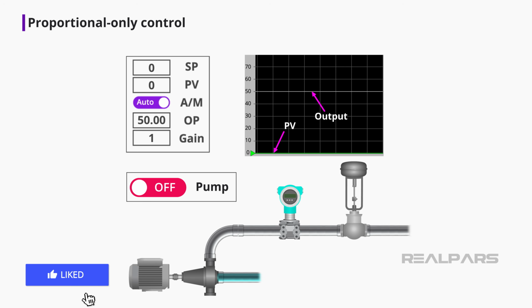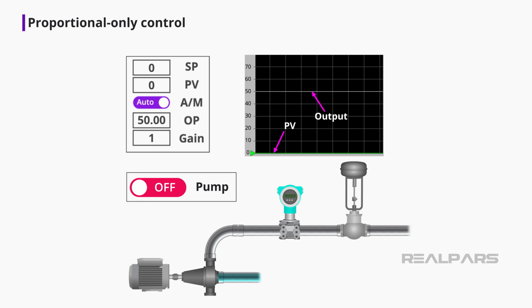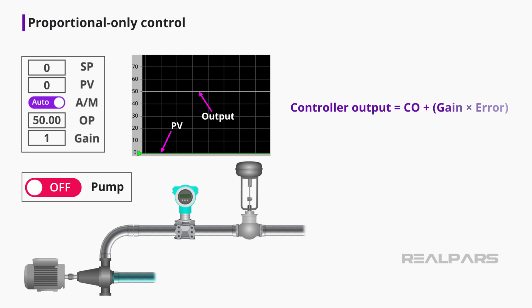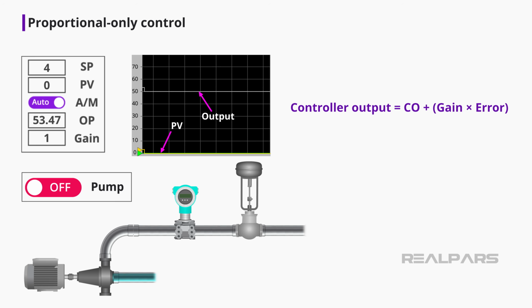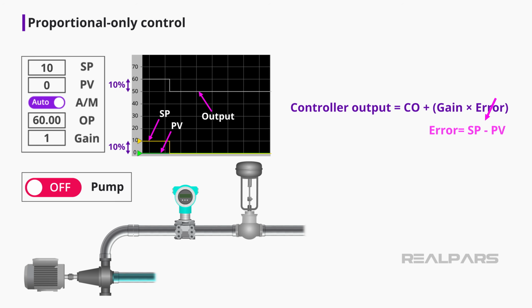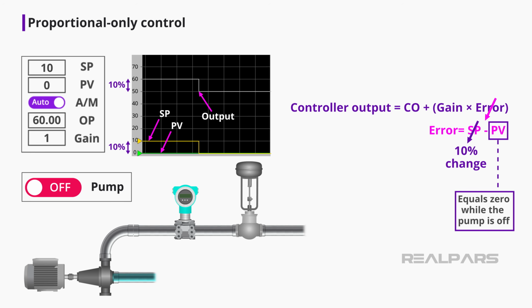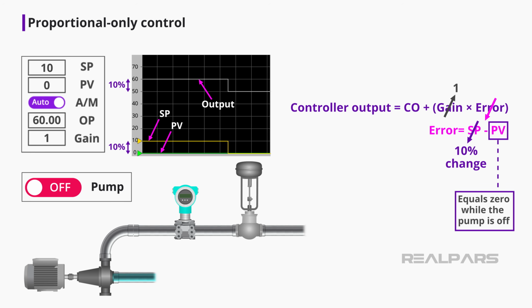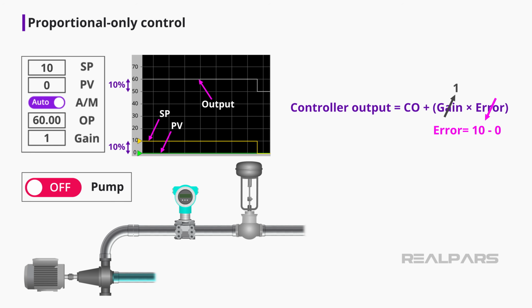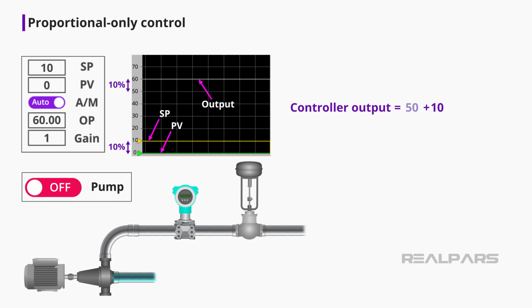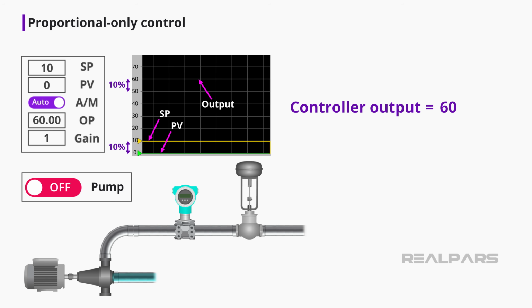Earlier, we said that proportional action results in a change in controller output based on the simple math formula. Controller output equals CO plus gain multiplied by error. Our set point changed from 0 to 10%, which produces an error of 10%. The gain is set to 1. Because the gain is 1, the proportional action will only add 10% to the controller output. The controller output was at 50%, so adding the proportional response will move it to 60%.